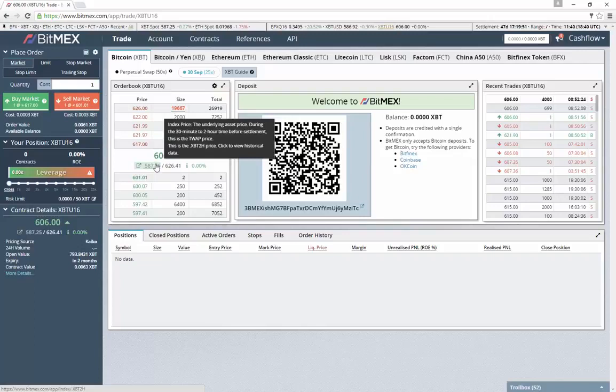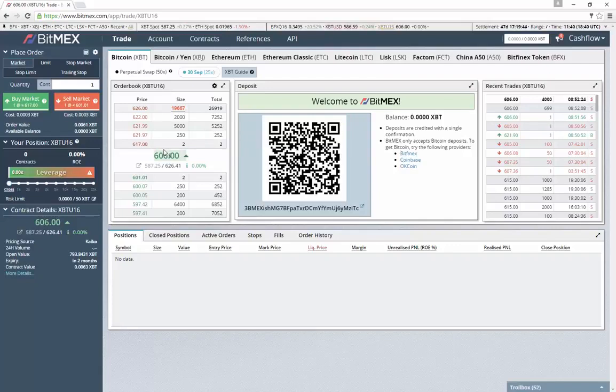So they'll actually calculate that to make it fair, so that people don't try to game the system by pumping the market before a settlement date or dumping, stuff like that. They'll do it as a weighted average across multiple different exchanges.